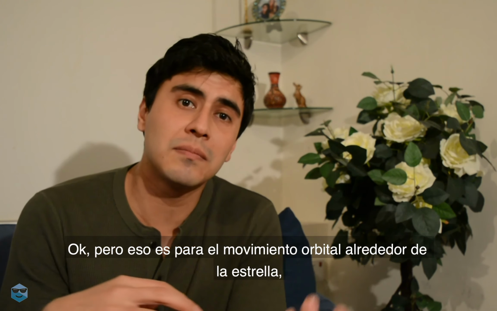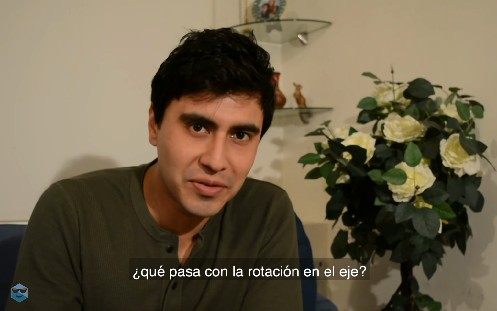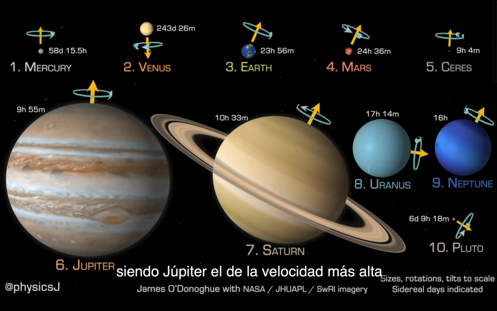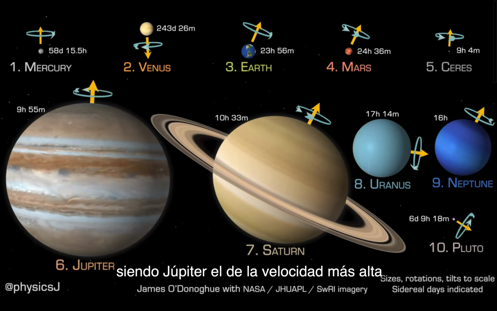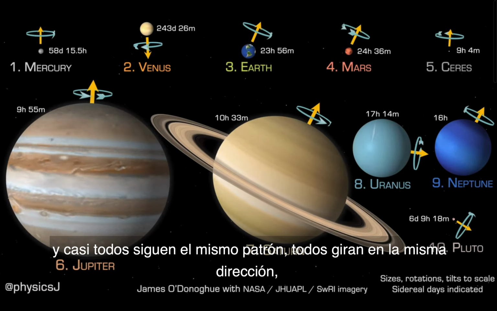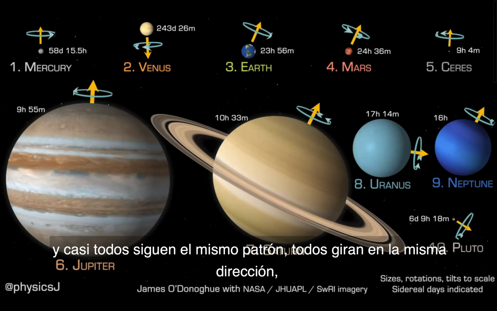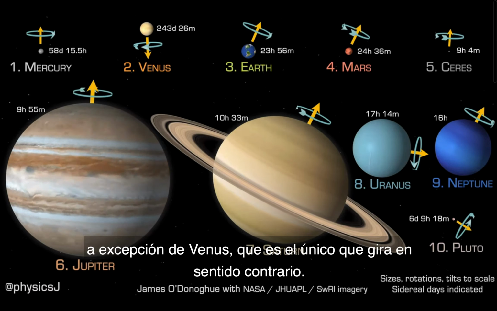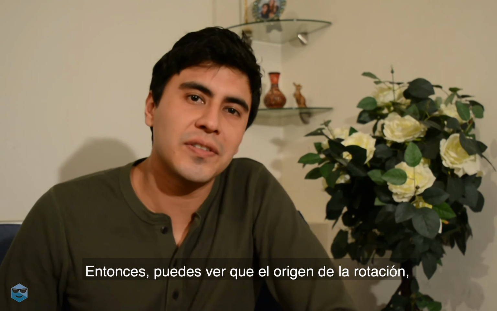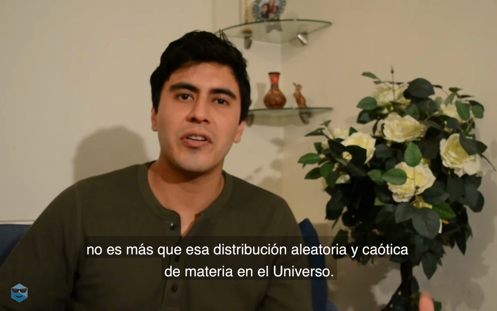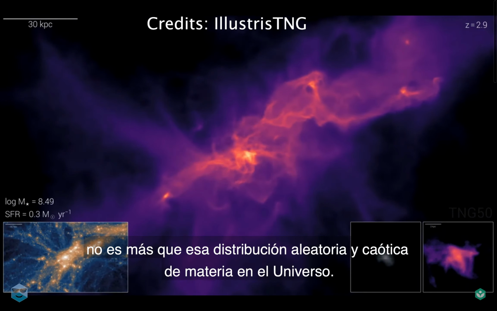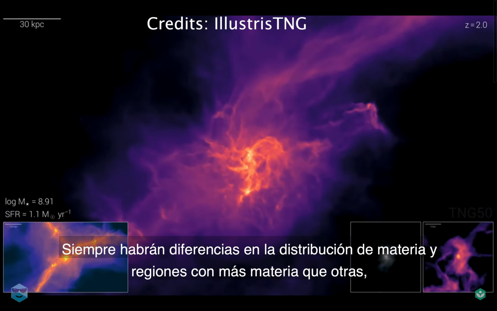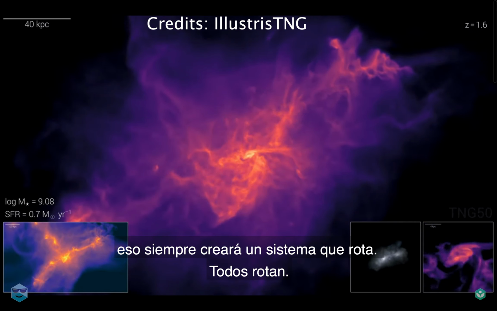Okay, but that's the orbital motion around the star. What about their rotation? So in this animation, you can see that each planet has a different angular velocity, Jupiter being the fastest one. And almost all of them follow the same pattern. They are all rotating in the same direction, except for Venus, which is the only one that's rotating in the other direction. So you can see that the origin of rotation is just because of these chaotic random distributions of matter in the universe. You will have always some misalignments and some regions that have more matter than the others. That will eventually end up creating a system that's rotating.